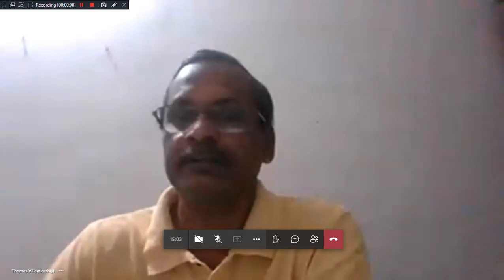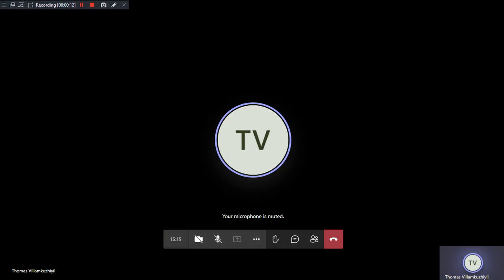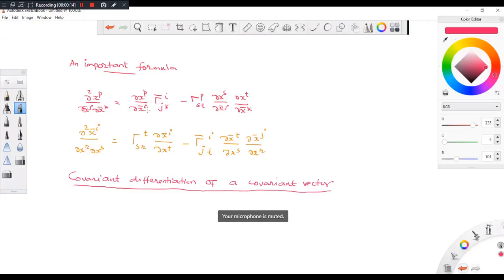Our covariant differentiation. Last time we have seen an important formula, and we'll make use of that formula for describing this. This was the second derivative. You can always write it in terms of first derivatives, everywhere the first derivative with the Christoffel symbol. If the bar is coming below, the formula will be like this; if the bar is coming up, the formula will be like this. I will use this formula for covariant differentiation.